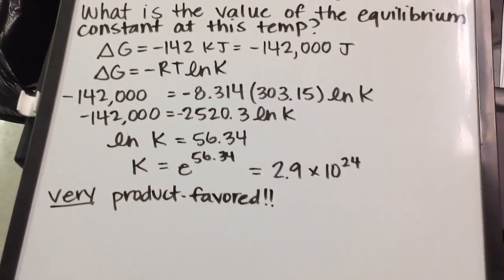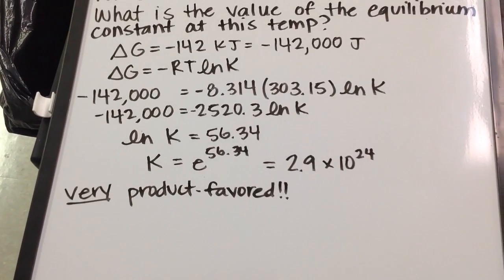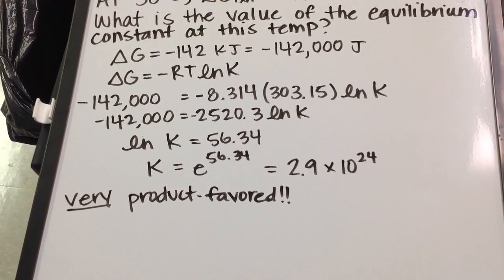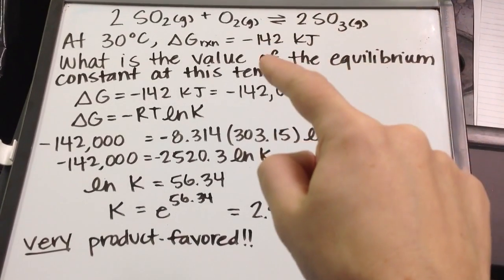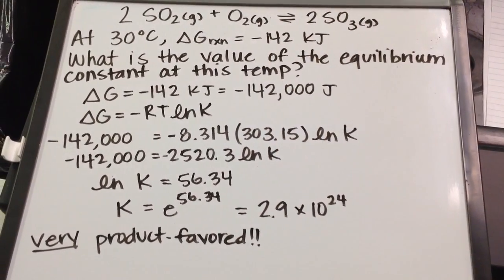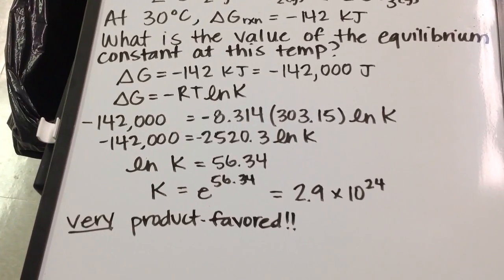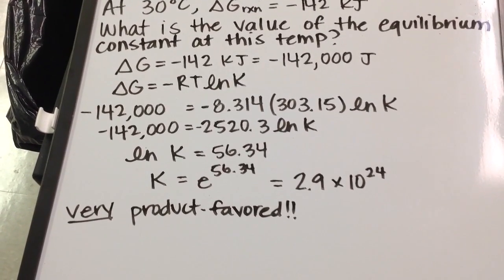So having a value for the equilibrium constant of 2.9 times 10 to the 24th means that this is an extremely product-favored reaction. And that makes sense given the value of delta G, right? Delta G was a large negative number. So it made sense that we'd have a very, very large value for the equilibrium constant.